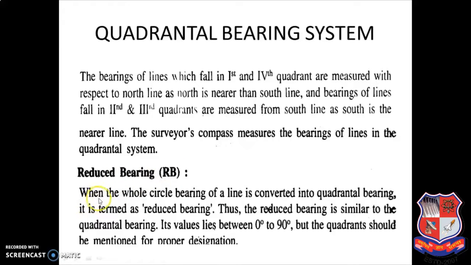Reduced bearing, which is also called RB: when the whole circle bearing of a line is converted into quadrantal bearing, it is termed as the reduced bearing. As I already told you, quadrantal bearing is also called reduced bearing because we are dividing into 4 quadrants. We are reducing the whole circle bearing. That's why the name is reduced bearing. Thus the reduced bearing is similar to the quadrantal bearing and its value lies between 0 to 90 degree, but the quadrant should be mentioned for proper designation.